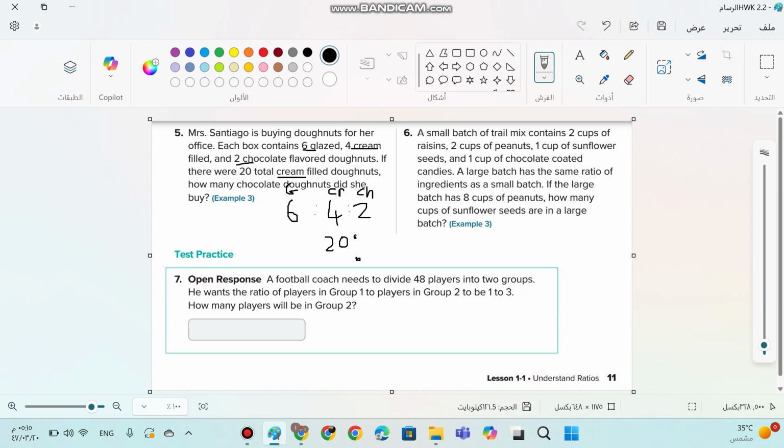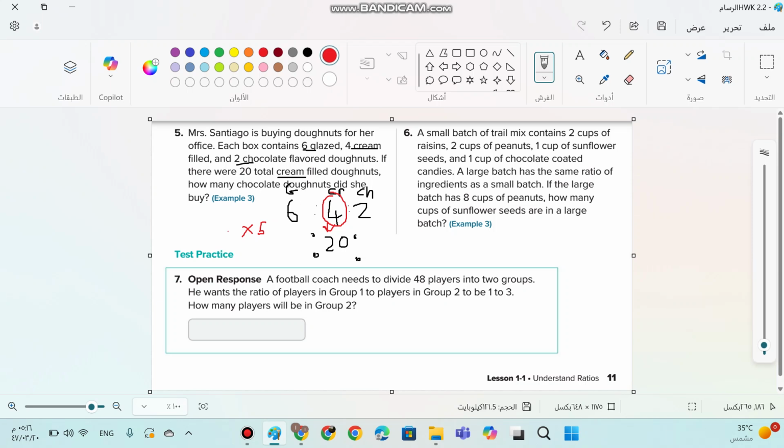Now it says how many chocolate. We can find all of them. How can we do that? Look at 4, so we have 4 here. How do we get from 4 to 20? We must multiply by 5. 4 times 5 is 20.